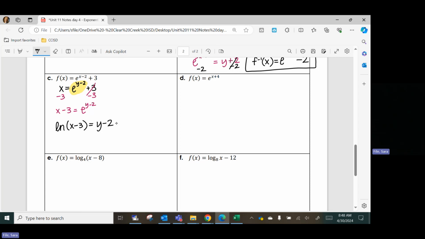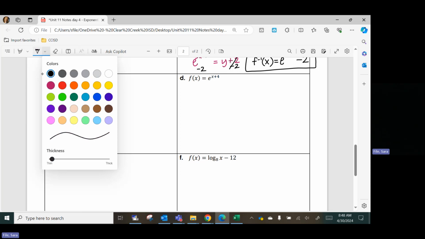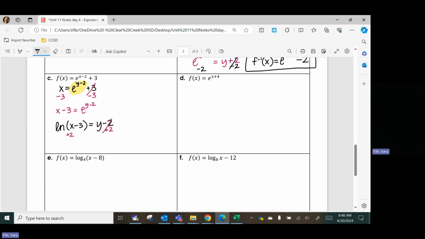So I've rewritten it in log form. So I've gotten the y out of the exponent, but it's still not isolated. I still need to move that minus 2. So I'm going to add 2. Now be very careful. You are still not combining that 2 and that minus 3. That x minus 3 is inside the log. This plus 2 is not. So it has to stay separate. So I'm going to go ahead and rewrite that y as f of x, and it's the inverse. So that is going to be the natural log of x minus 3, close parentheses, and then plus 2.